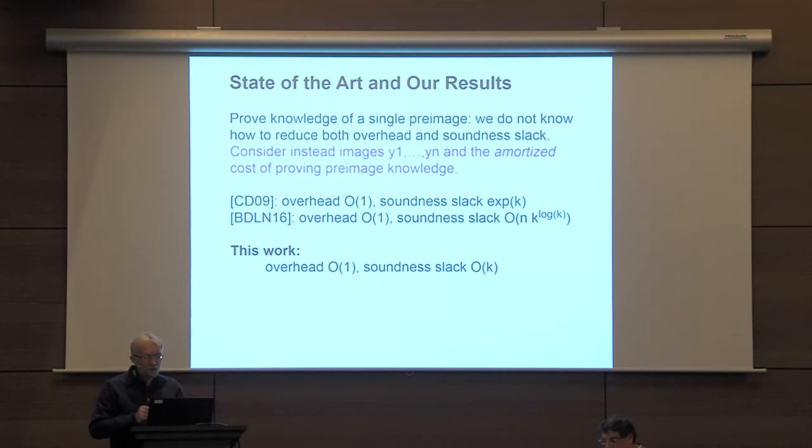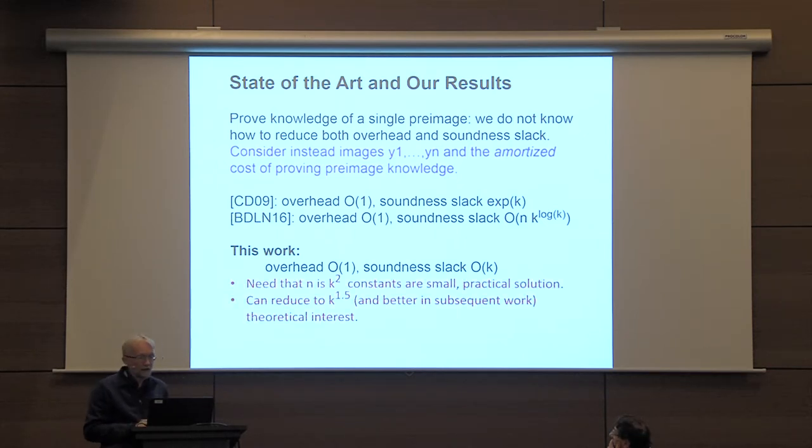Okay, and there's one more parameter, actually, because as with all amortized results, you have to amortize over enough instances before the amortization improvement kicks in. So what this means here is that n must be large enough compared to k. And in our simplest version of the result, n must be k squared. That's actually a pretty simple solution. Constants are very small, so this has, you know, real practical potential.